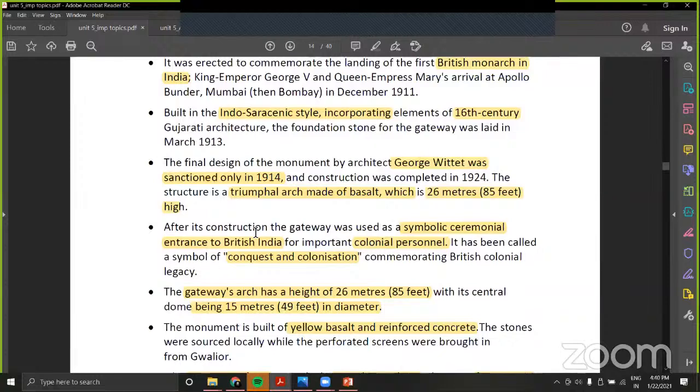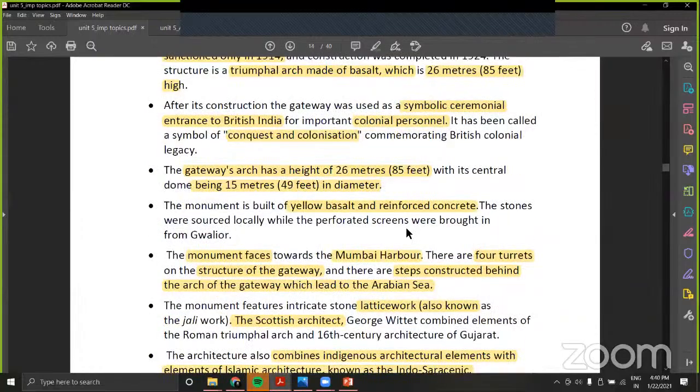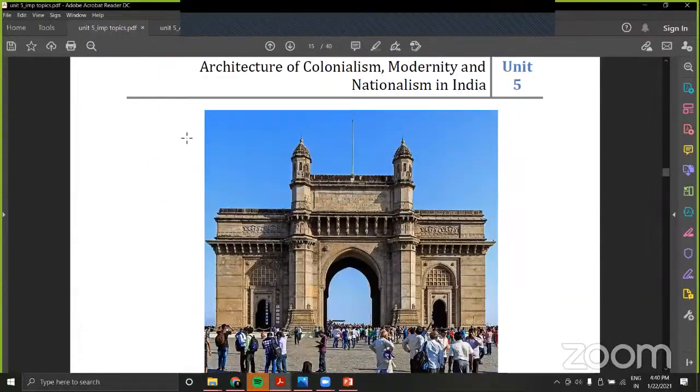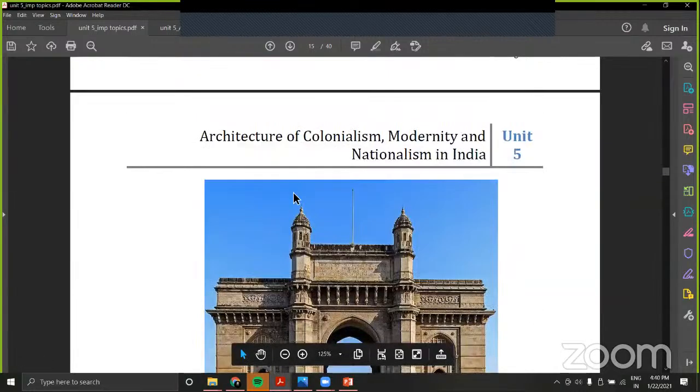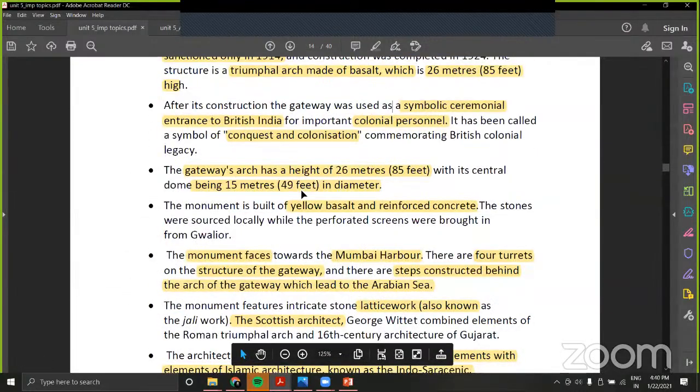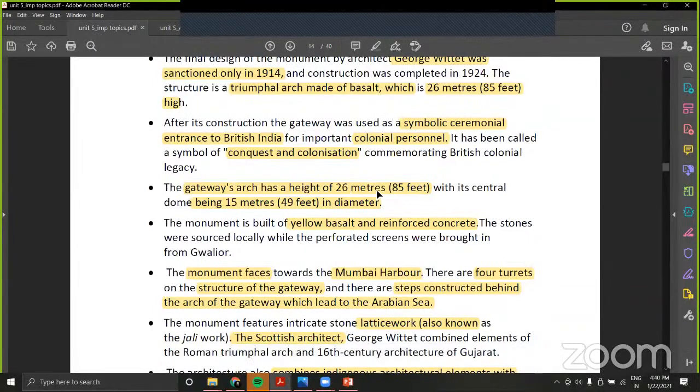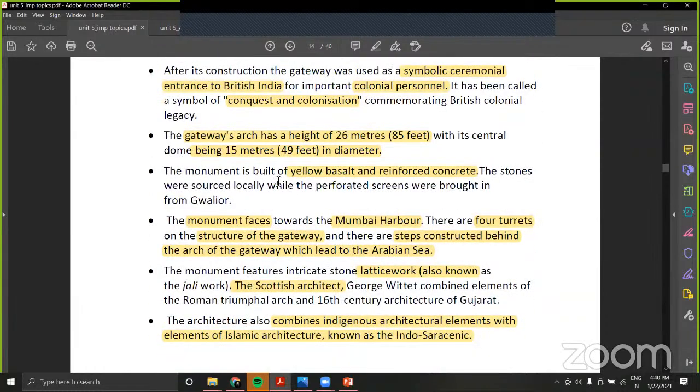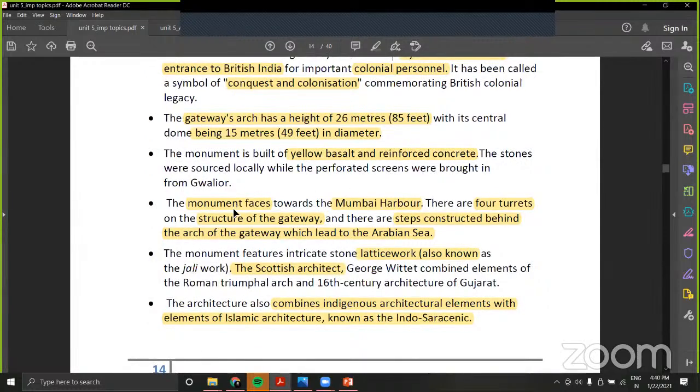After its construction, the gateway was used as a symbolic ceremonial entrance to British India for important colonial persons. It has been called a symbol of conquest and colonization. It was used as a symbolic entrance for the British people. For this entrance, they wanted a monument like this. The gateway arch has a height of 26 meters, 85 feet, with the central dome being 15 meters, 49 feet. The monument is built of yellow basalt and reinforced concrete, and it faces towards the Mumbai harbour.